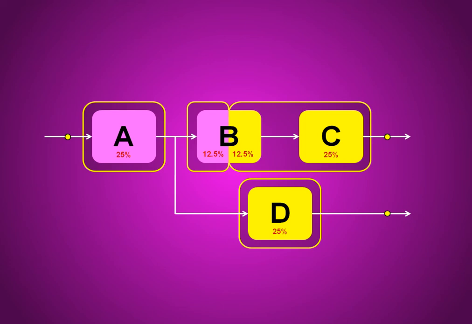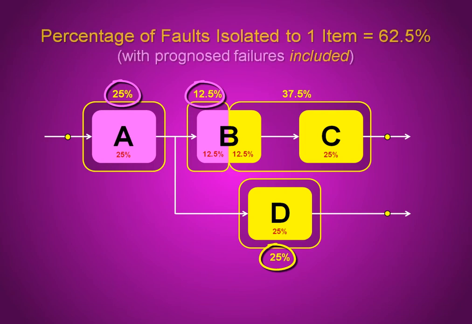So if, using this example, we look at the fault groups that contain a single item, we see that objects A and D are both isolated in full, one by prognostics and the other by diagnostics, and that half of B is also unambiguously isolated using prognostics. The remaining failures to B are isolated in ambiguity with the failures to C. And if we sum up the relative probabilities for the fault groups containing either a single failed item or a prognosed failure to a single item, then we see that we would expect 62.5% of our failures or pending failures to be unambiguously isolated to a single component.